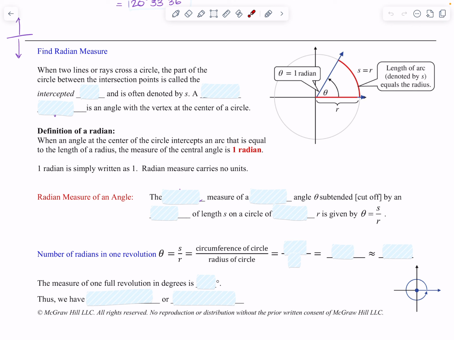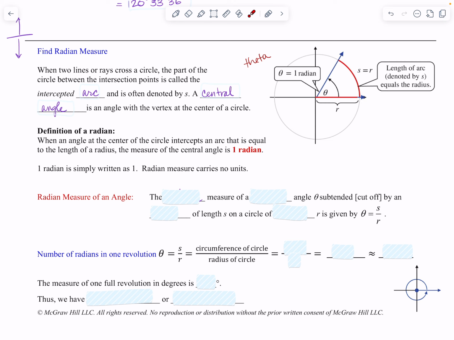So when two lines or rays cross a circle, and that's what we have right here, the part of the circle between the intersection of the points is called the intercepted arc. And so that's this piece that I was just talking about. It's often denoted by the letter S. A central angle, so that's this guy right here, that is my central angle, is an angle that has the vertex at the center of the circle. All right, so this, it's often called theta. And the way that you spell that Greek letter there, theta, so that you know how to pronounce that.